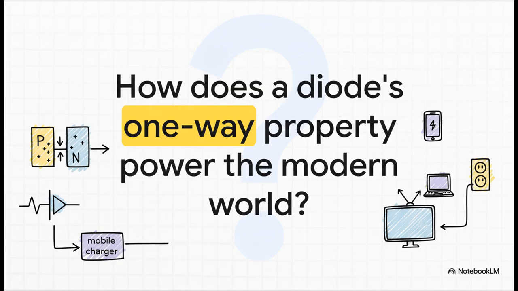Simple, right? So just think about this. How does this one simple property, allowing current to flow in only one direction, how does that power the entire digital world we live in?